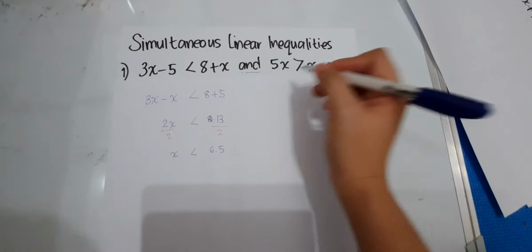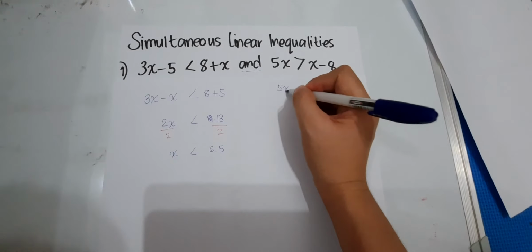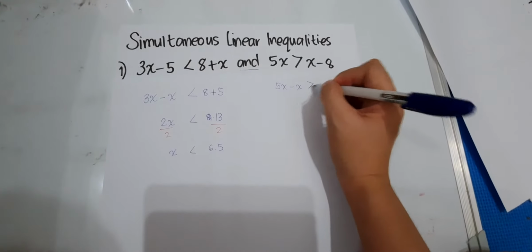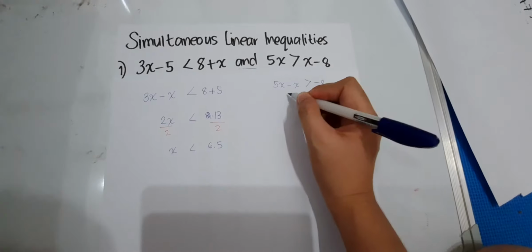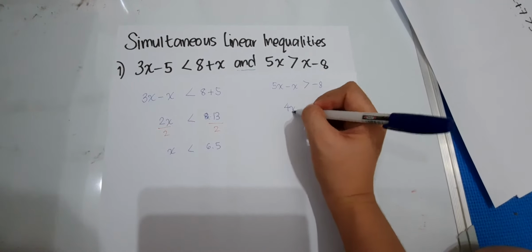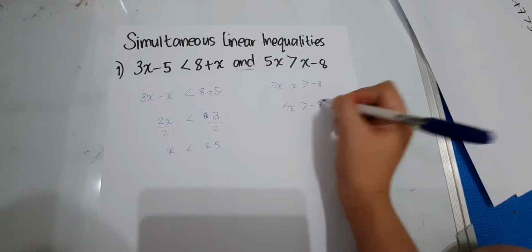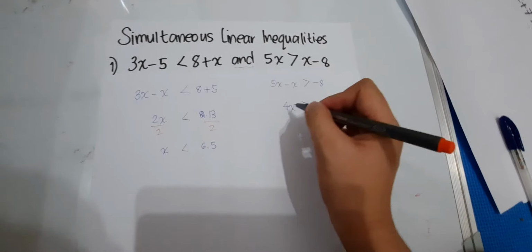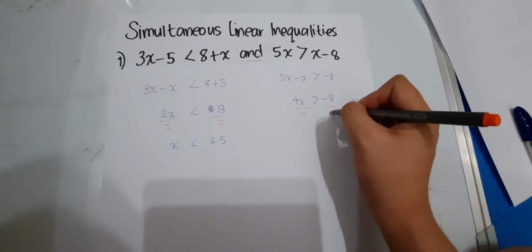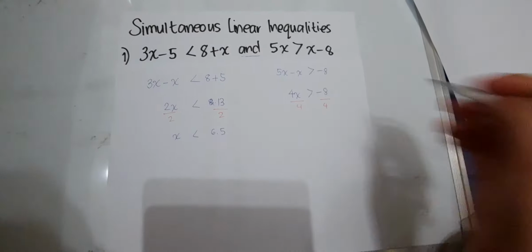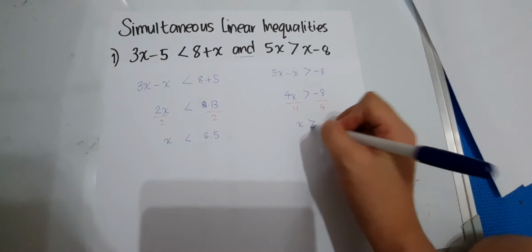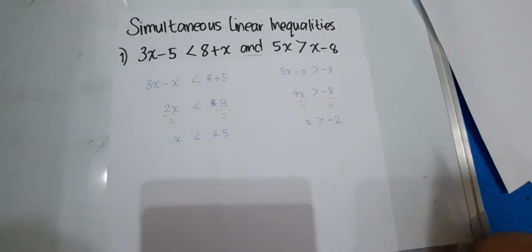Okay, so let's have the second one. Again, you combine all x. So 5x minus x is greater than minus 8. 5x minus x, 4x is greater than minus 8. We will divide both sides by 4. So therefore, x is greater than minus 2.